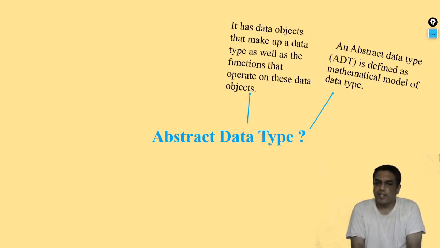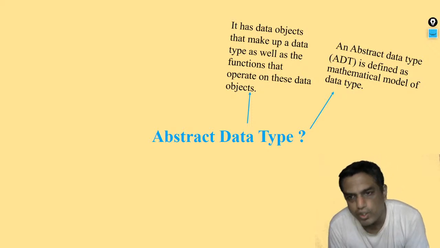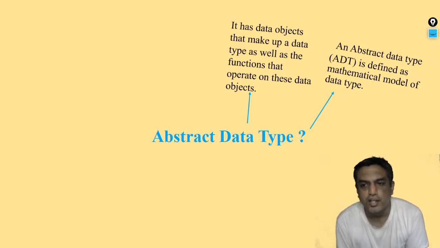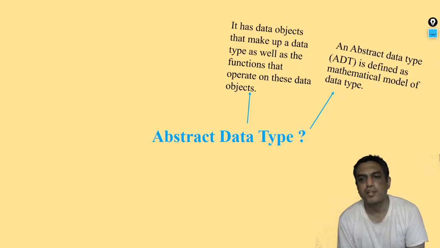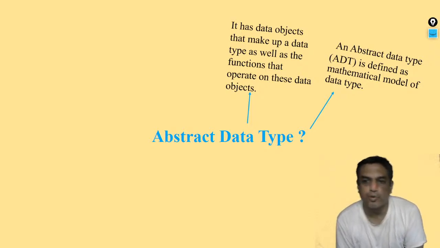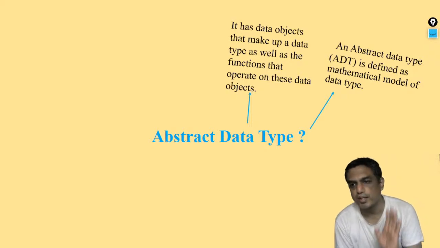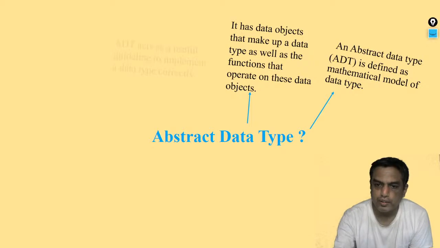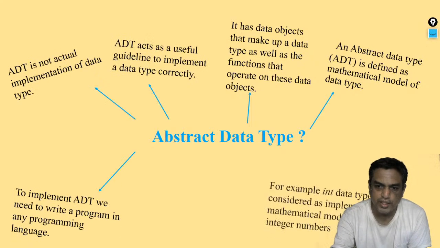If you understand each and everything, it is good. If you don't understand, just memorize these two lines, these two definitions. That is, an abstract data type is defined as a mathematical model of a data type. It has data objects that make up the data type as well as functions that operate on these data objects. Okay, very good. Then we can stop here.